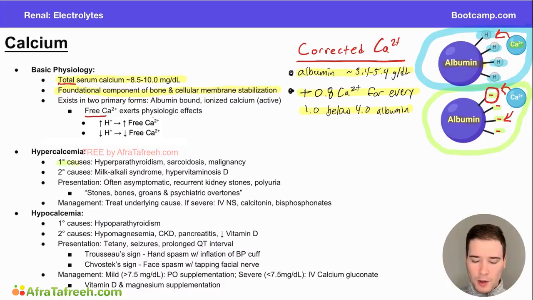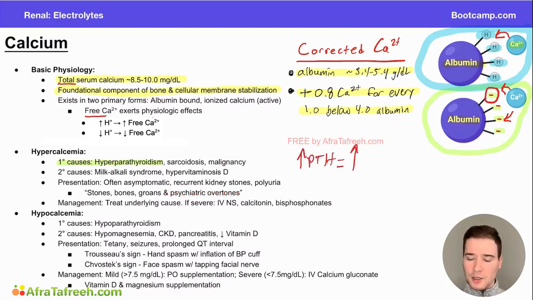And one of the main primary causes is hyperparathyroidism. This should make sense to you all physiologically, right? Because what is the primary role of PTH, or parathyroid hormone? It's to tell the body that it needs to release more calcium. So if you have hyperparathyroidism, that is, you have too much PTH, this is naturally going to cause an increase in calcium levels in the body.